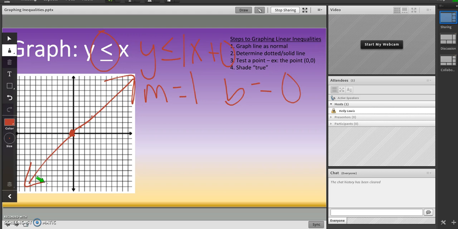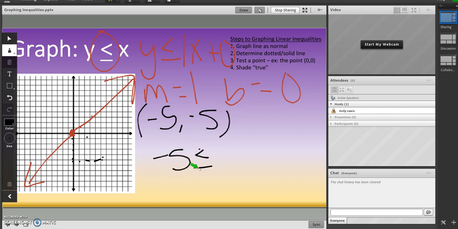All right, we cannot test 0, 0 because the line is on 0, 0. So let's test any other random point. Let's test -5, -5. I just did something random. 1, 2, 3, 4, 5. All right, that's right here. So I'm going to do -5 less than or equal to -5. That's a yes because they're equal.